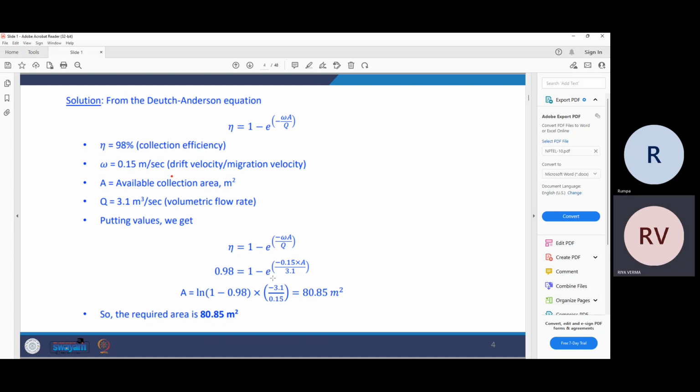On solving, we'll have minus 0.15 into A by 3.1 equal to antilog of 1 minus 0.98, which equals antilog of 0.02, right? And when we solve that, we'll get the value of A as 80.85 meters square.